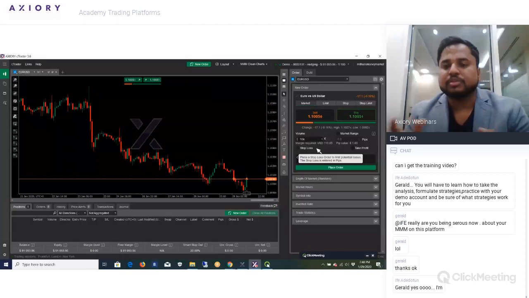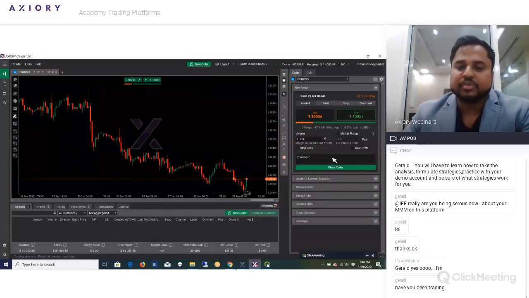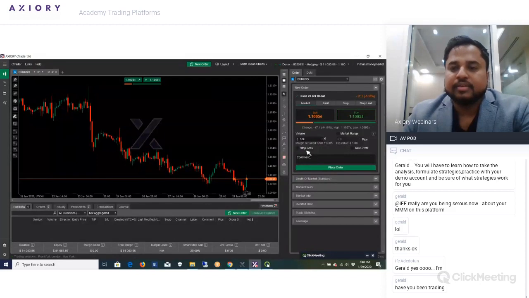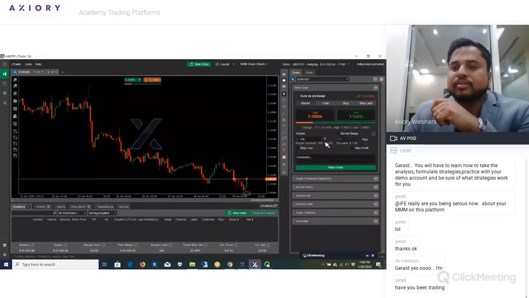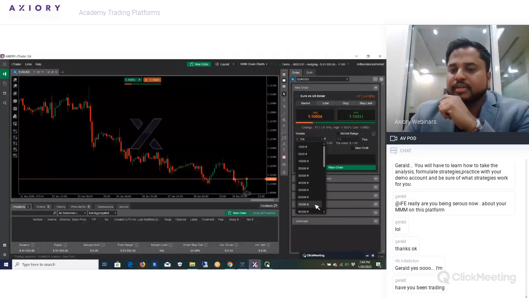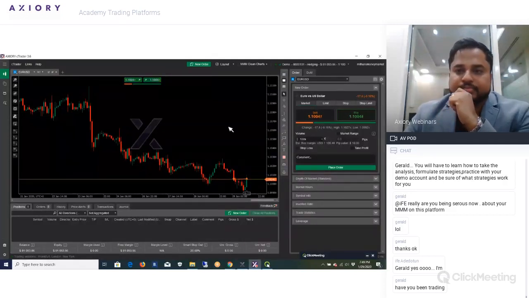Basically, you know the concept of volume and lot size. We have a separate session for that one. 0.1 lot is called the 10K, and one standard lot is called the 100K. If you trade 100K, that is called one standard lot. Okay.